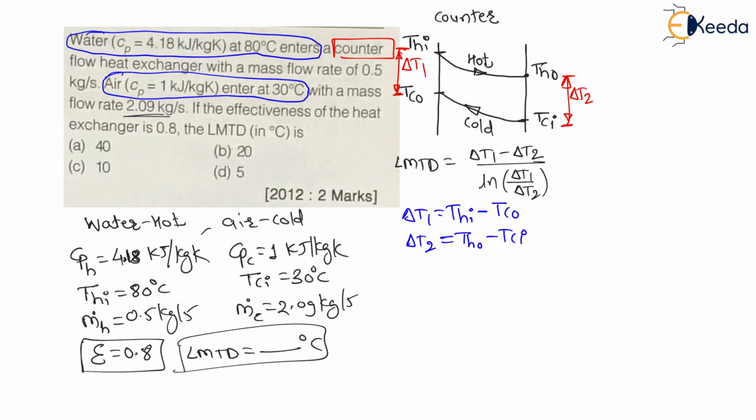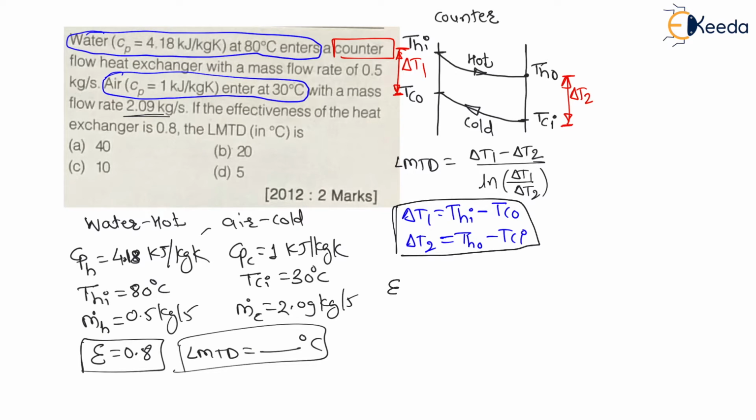Now my dear students, if I want to find LMTD, I have to find these four temperatures, that is inlet temperature of hot fluid, exit temperature of hot fluid, inlet temperature of cold fluid, and exit temperature of cold fluid. These four temperatures are required, but here only inlet temperatures of hot and cold fluid are given. Therefore, exit temperature of cold and exit temperature of hot we have to calculate first, right? And these temperatures we will calculate with the help of effectiveness, right? Now, my dear students, let us find these exit temperatures of cold fluid and hot fluid.